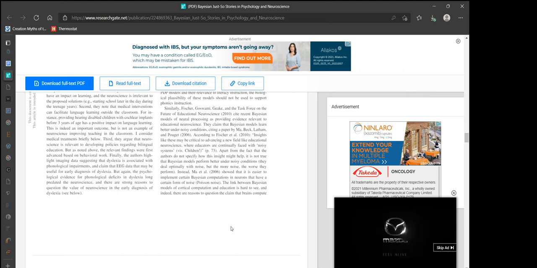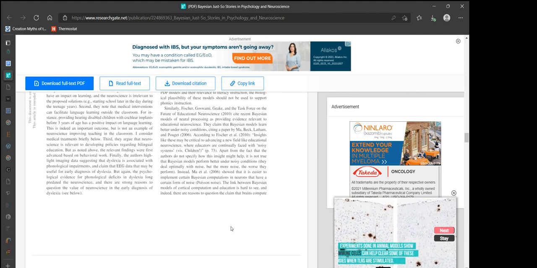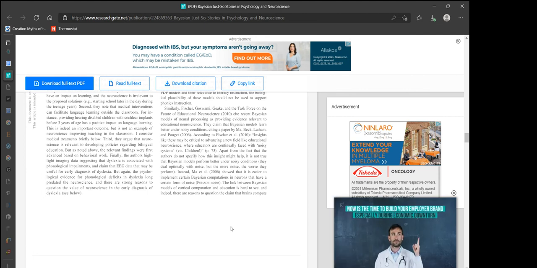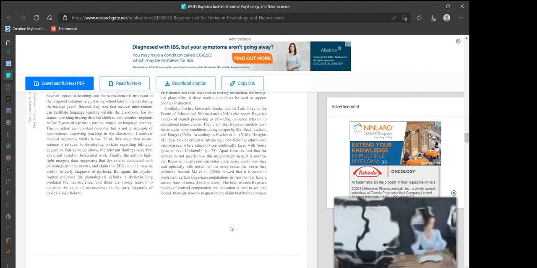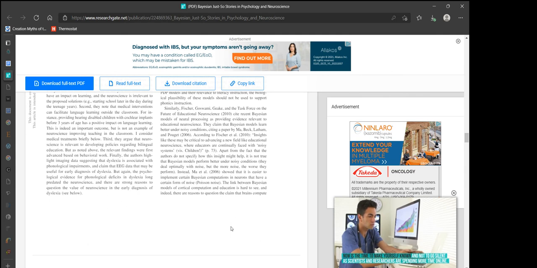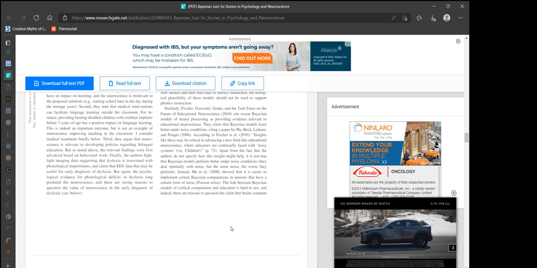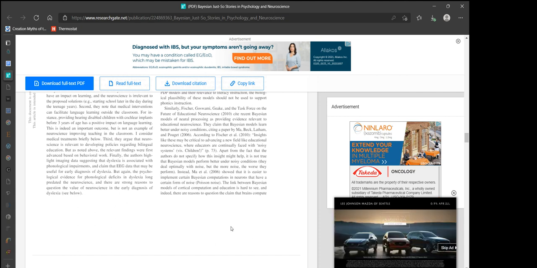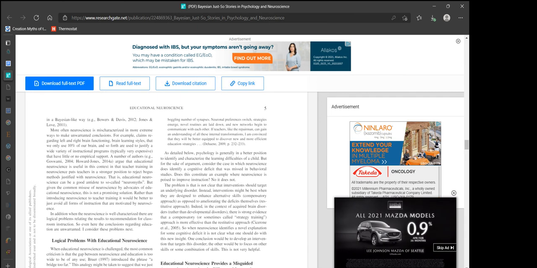Apart from the fact that the authors do not specify how this insight might help, it is not true that Bayesian models perform better under noisy conditions. They deal optimally with noise, but the more noise, the worse they perform. Instead, Ma et al., 2006, showed that it is easier to implement certain Bayesian computations in neurons that have a certain form of noise, Poisson noise. The link between Bayesian models of cortical computation and education is hard to see, and indeed, there are reasons to question the claim that brains compute in a Bayesian-like way.